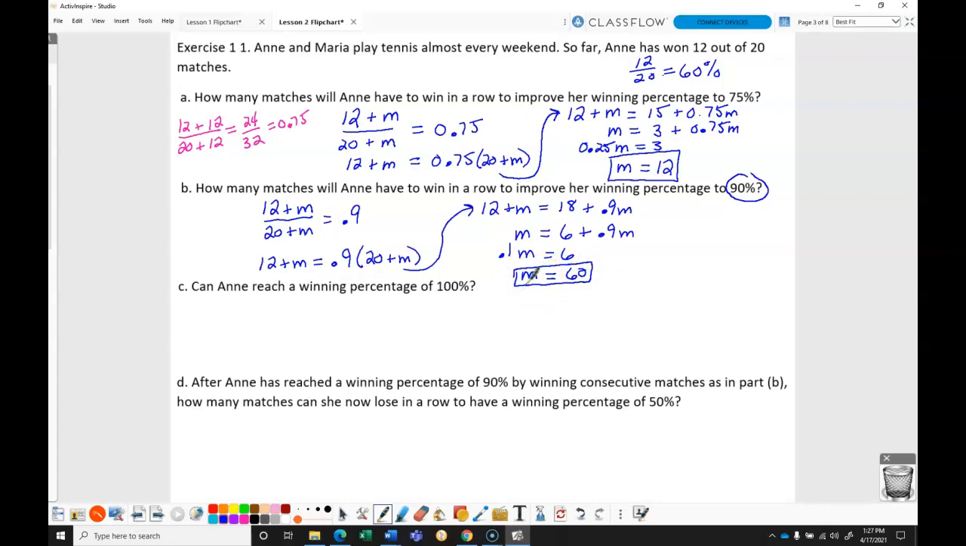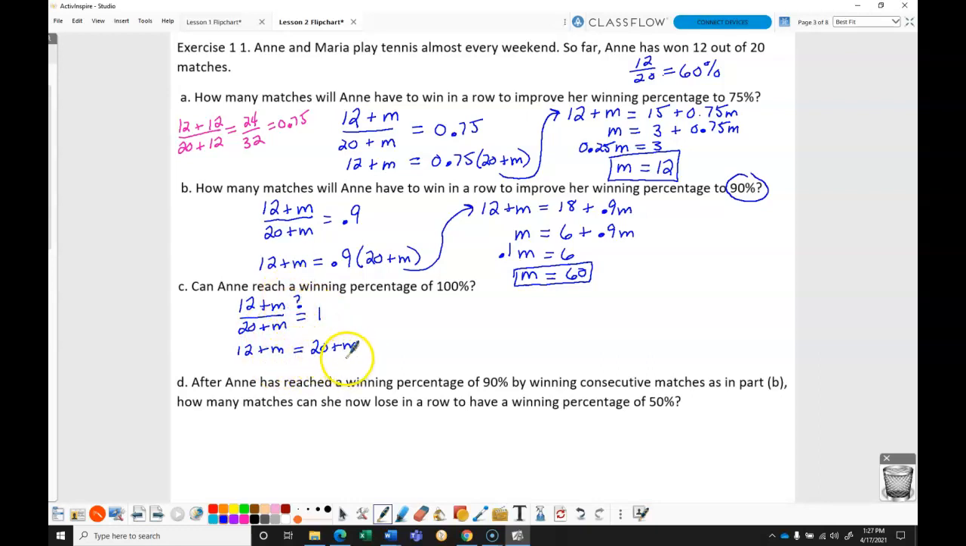Can she ever reach a winning percentage of 100%? Well, let's go see if that even works out. Let's say we're going to take it from 12 plus m over 20 plus m. We'll make that equal to 1, because that would be 100%. So that's the question. Are you ever going to get there? Okay, so 12 plus m needs to equal 20 plus m, because I just took that and multiplied it by the 1.